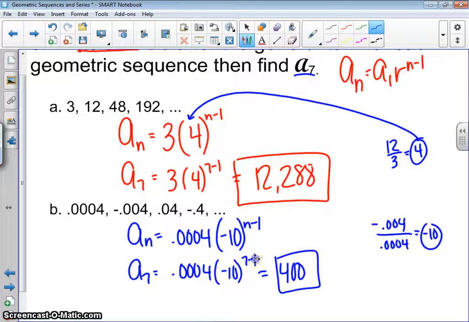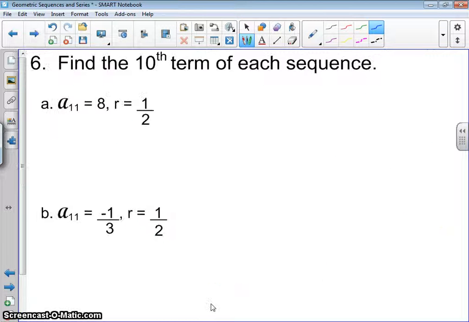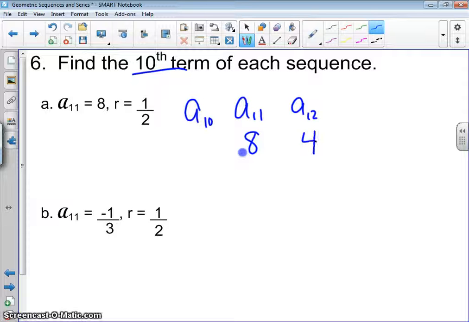Alright. So let's look at these terms. It's wanting us to find the 10th term of each sequence. And so it gives me A11 and what R is. And so A11 is 8. I'm looking for the term before. Sometimes it helps me to find the next term just to see what I need to do. R is 1/2, so that would mean in order to get to this next term, I would multiply 8 by 1/2. And 8 times 1/2 would just give me 4.